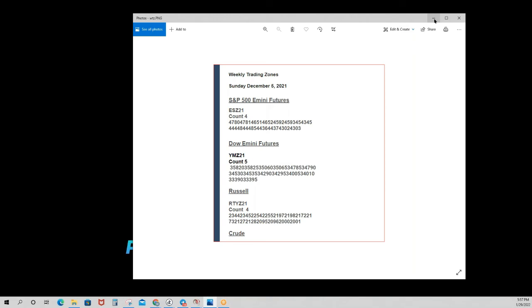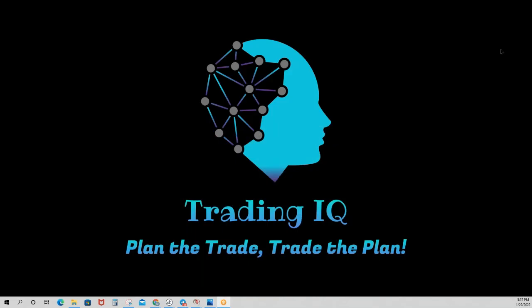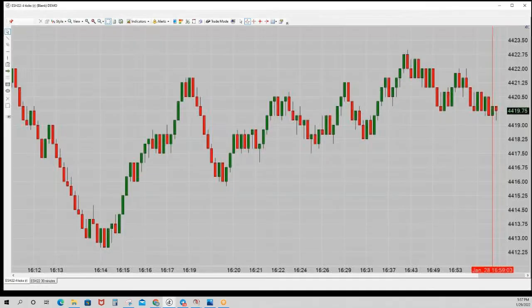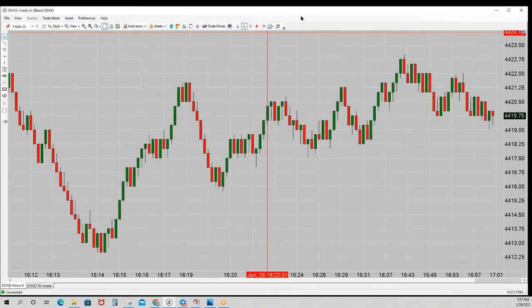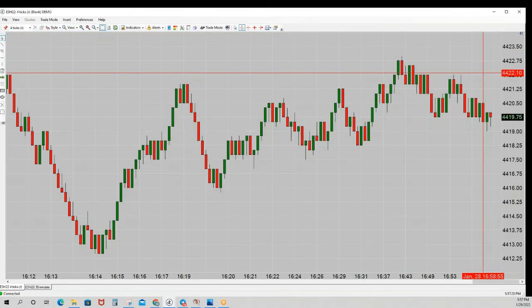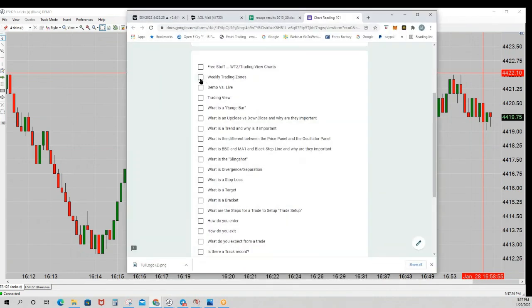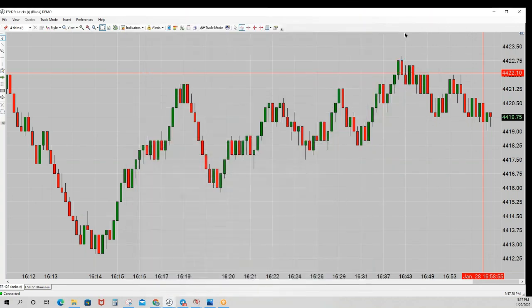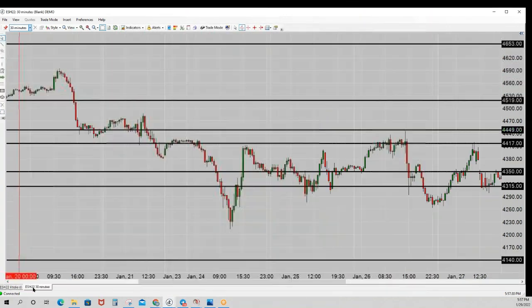Now, let me show you how the zones actually come into play. Let me go back here. I was going to do this. Weekly trading zones. I want to check off these things as we go through them all. The weekly trading zones are delivered. These are the weekly trading zones, and you can see how the market is pulled toward them.